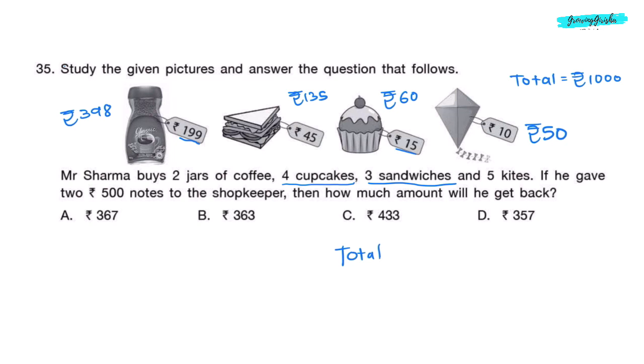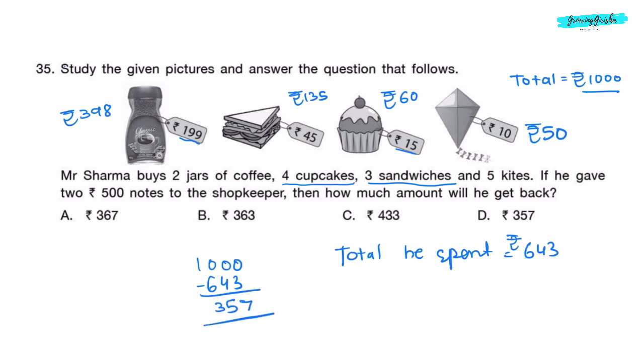Total, he spent is 643 rupees. Total, he gave 1000 rupees. So, how much he will get back? We will subtract 643 from 1000. We will get 357. Correct answer is option D.